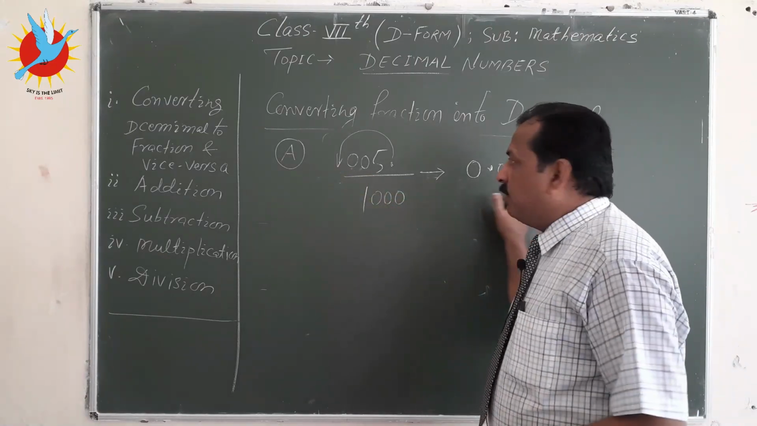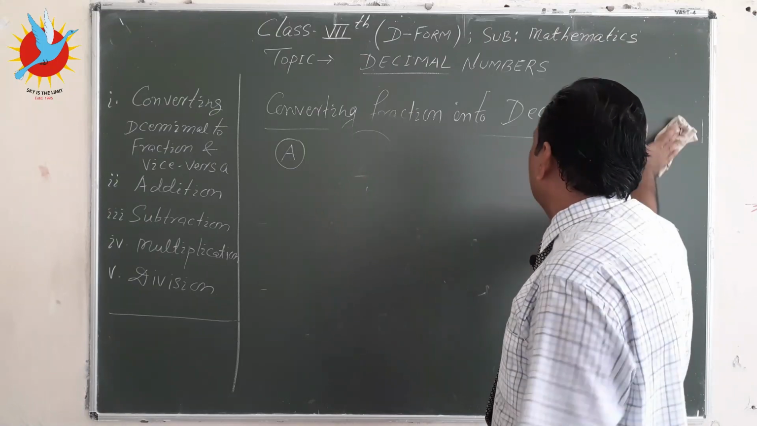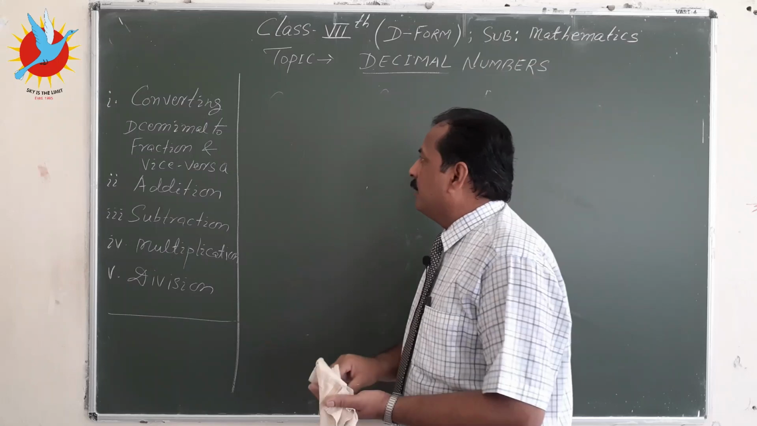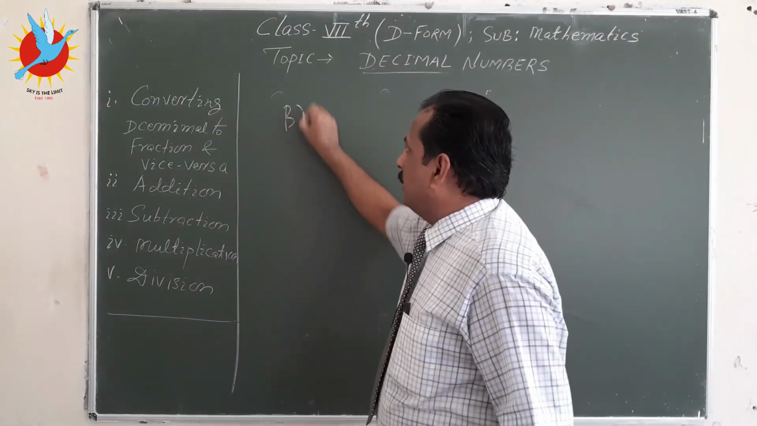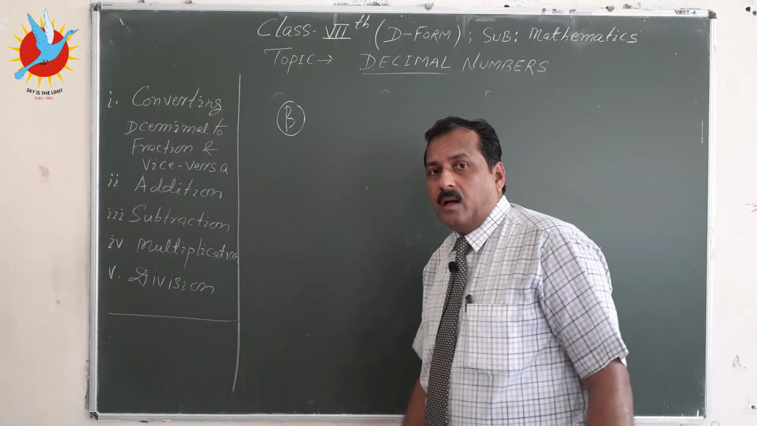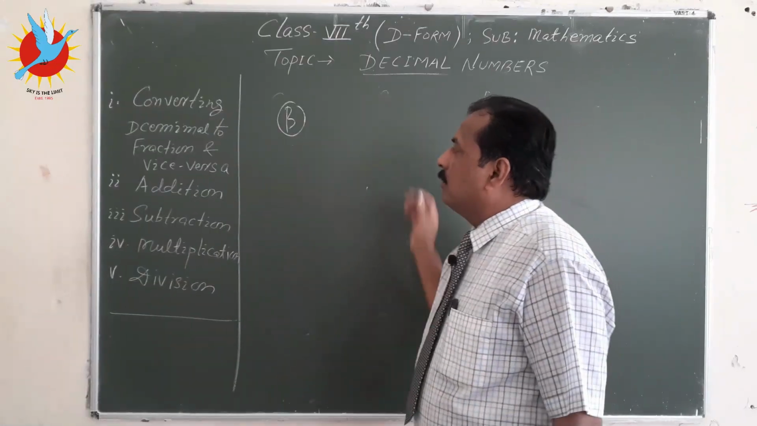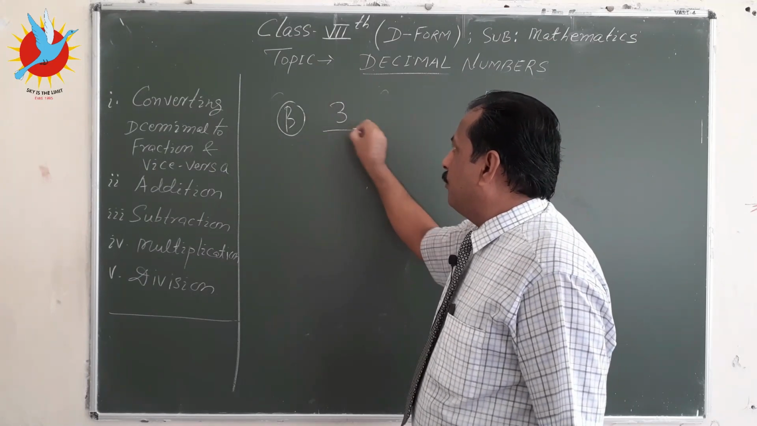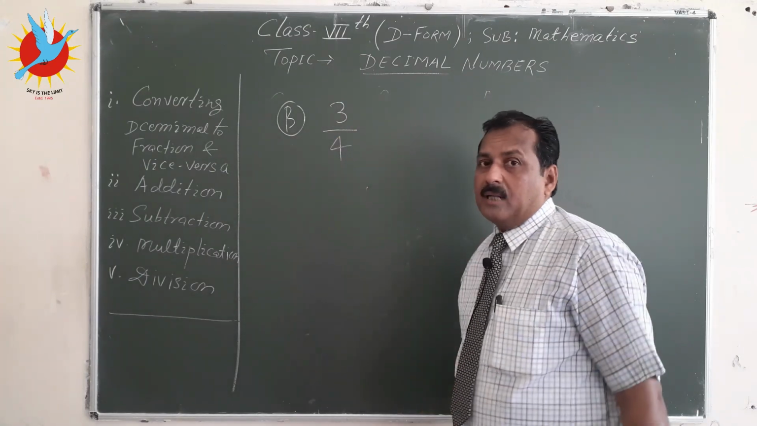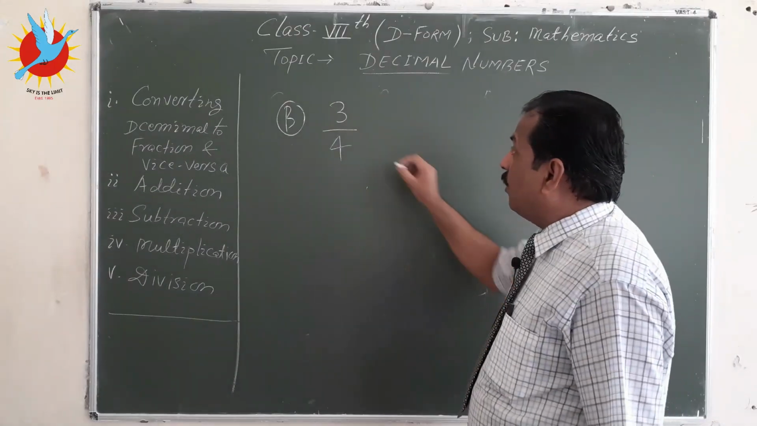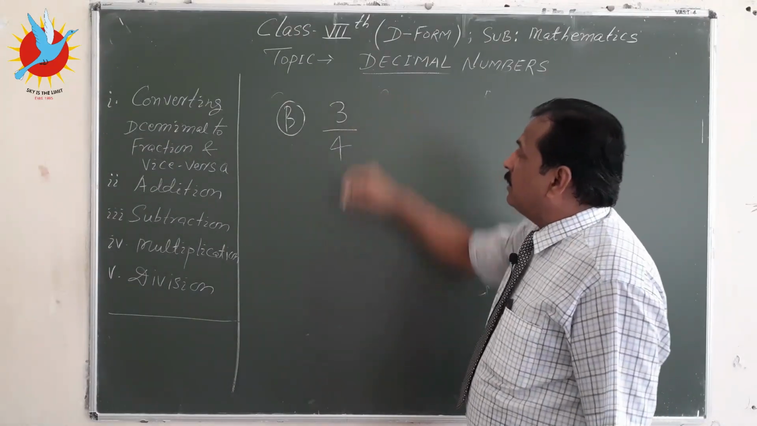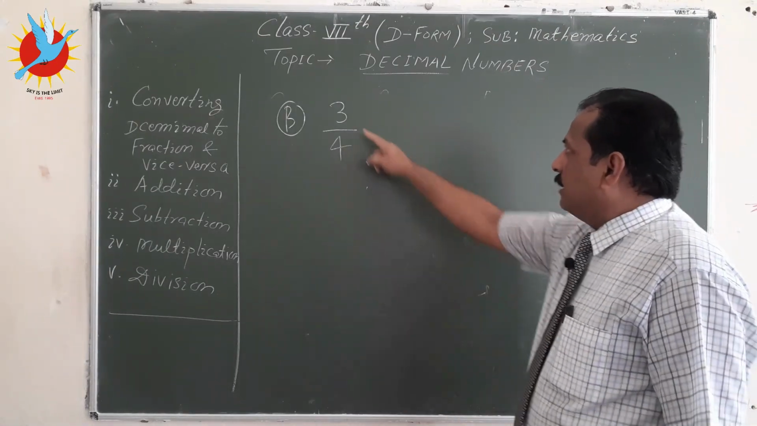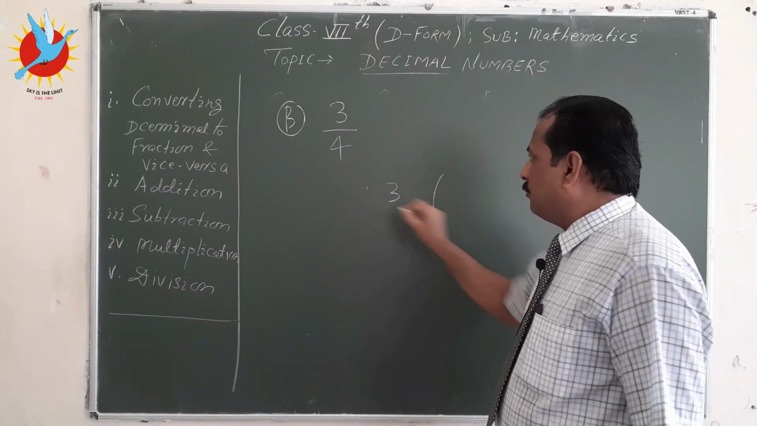So in part A we discussed all those fractions whose denominators are 10 or multiples of 10. Now B part. This B part is any fraction other than the first type of fractions. Let us say this is 3 by 4. So how to convert this fraction into a decimal? In this case, the numerator is to be divided by the denominator. I am dividing this 3 by 4.